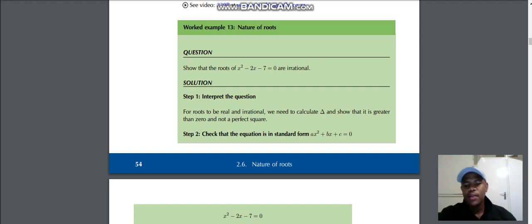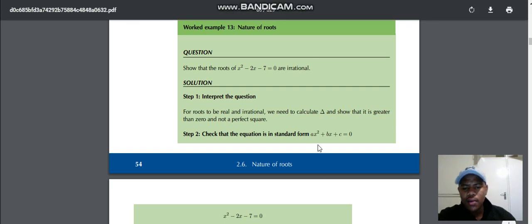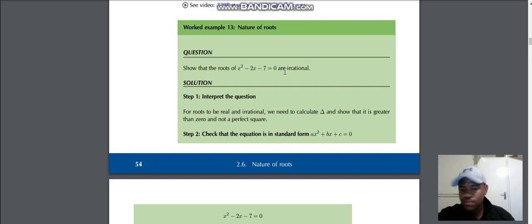But really, these questions, I'm going to put them here so that you can think about it and see how stuff is happening. Anyway, they say show that the roots of x squared minus x minus 7 equal to 0 are irrational. Pause the video, try to do it, and see how it works.